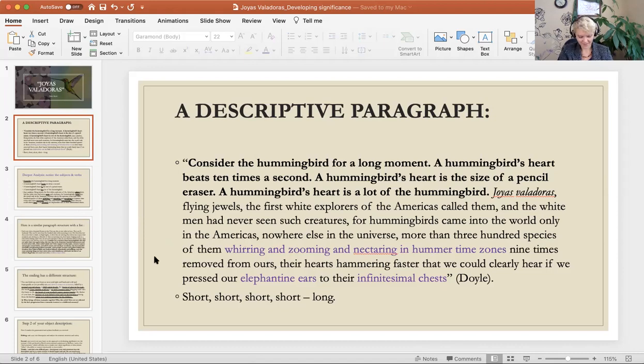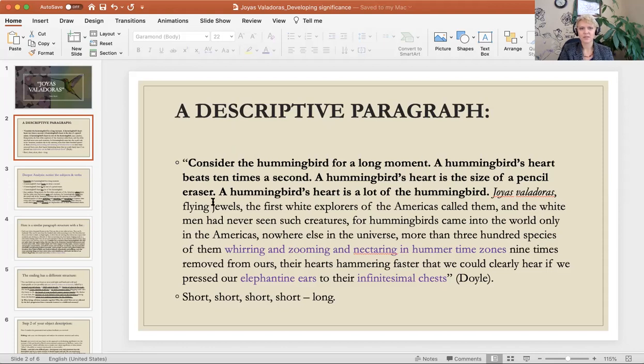So the first sentence of the essay begins with the imperative construction. It is a sentence where you're told to do something, right? So anything from open the book to close the window, these are imperatives and the subject is implied. It is the person to whom the sentence is referring, it is the person who is being asked to respond to the imperative construction. So Doyle begins with, consider the hummingbird for a long moment. So it's an interesting way to begin an essay. It is perhaps reminiscent of this kind of conversational style that we witnessed in Stephen King's text.